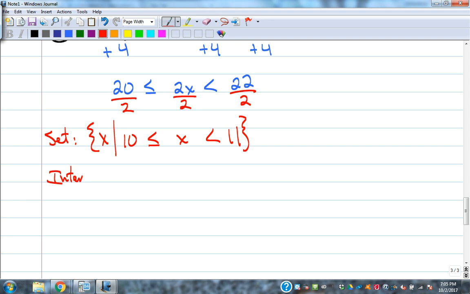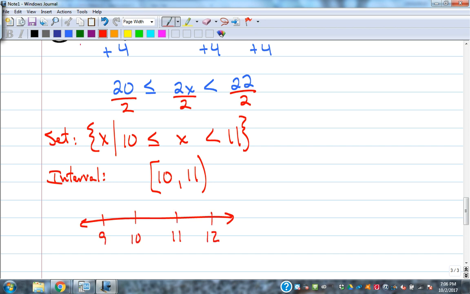The interval notation goes from 10 to 11. Which end gets the bracket? The 10, right? Because it's the one that's got the equal to mark. And the 11 gets what? Parenthesis, because it doesn't have an equal to mark. Okay. And then the graph, mimic your interval notation there. Bracket, parenthesis.